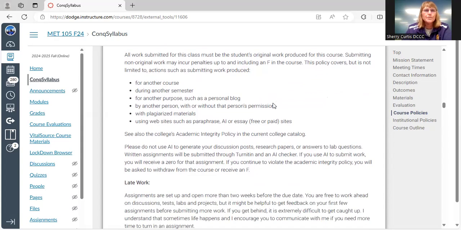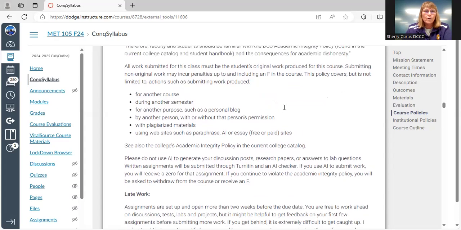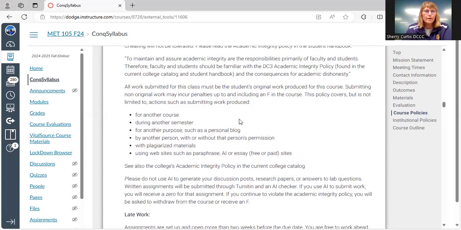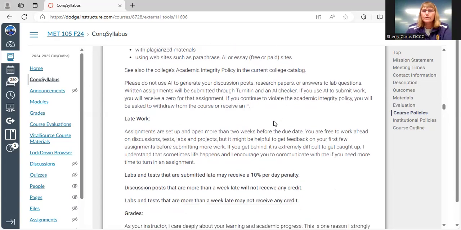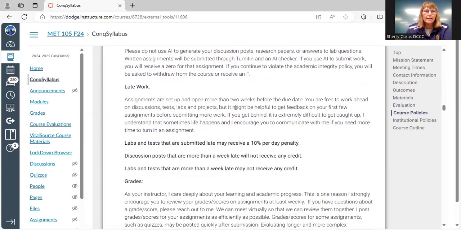So please, please just do your own work and reread this part carefully, and then please reread the academic integrity policy because I will warn you one time, after that I will just turn it over to student affairs if you continue. So please don't use AI to generate your discussion posts, your research papers, or anything like that.